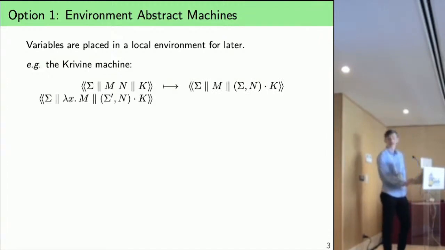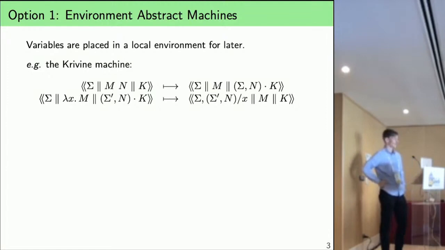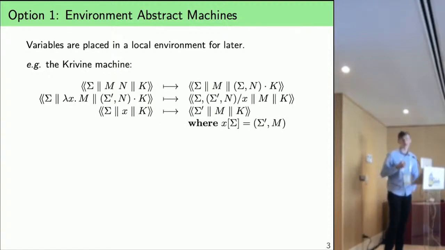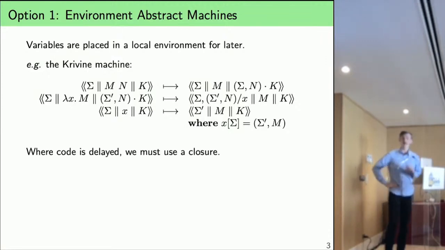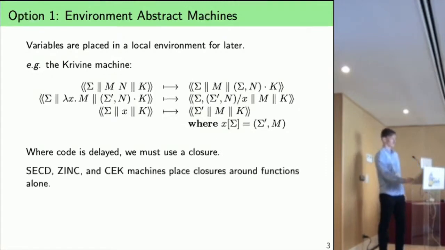When we see a lambda, we're going to grab that closure that's on the call stack, put it in the local environment, and then jump into the body of the lambda. And when we see a variable, we're going to look up the variable in the local environment, we'll see a closure there, and then we'll enter the closure. So anywhere code is delayed and will be passed as a variable, we must use a closure.